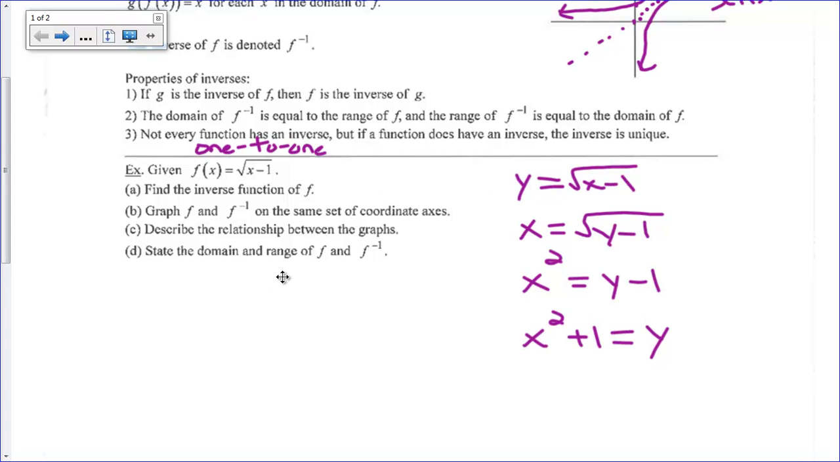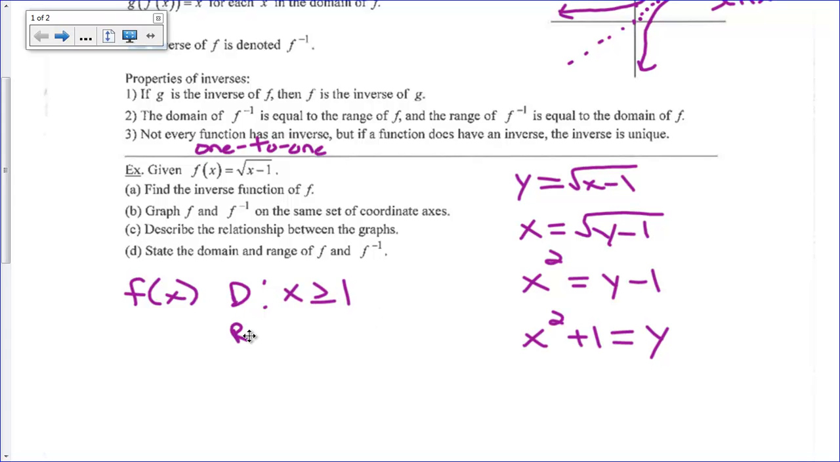Graph f and f inverse on the same set of coordinate axes. I'm going to come back to that. I'm going to do the domain and range first. The relationship between these graphs is that they are not reciprocals, they are reflections across the line y equals x. Let's talk about domain and range first of all. For f of x, what's the domain? What numbers can we plug into the square root of x minus 1? Well, we can't do the square root of a negative number, so we're going to have to guarantee that x is greater than or equal to 1.